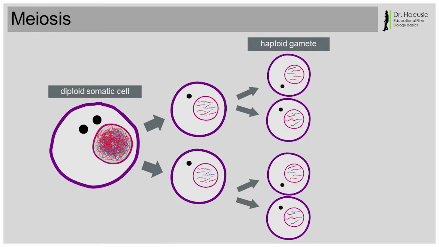Meiosis is a special form of nuclear division where the number of chromosomes of diploid cells is divided in half. In meiosis, 4 haploid cells, the sex cells or gametes, are developed from one diploid somatic cell. What's the difference between somatic cells and gametes? And what does haploid and diploid mean?